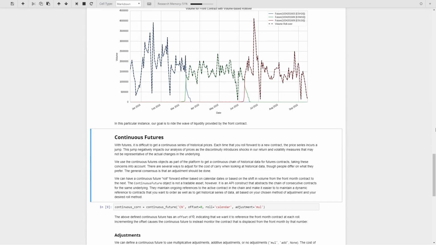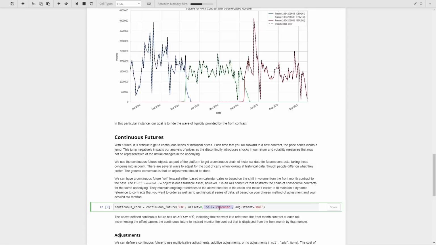So the idea behind a continuous futures object is to abstract this away. We specify an underlying that we want to track. We look at the offset from the front month. In this case, if we're saying an offset of 0, that means we always want to be looking at the front month of this corn contract. With an offset of 1, we'd be looking at 1 month out, or one contract out from the front month. And with an offset of 2, we'd be looking at 2 contracts out from the front month, and so on and so forth.